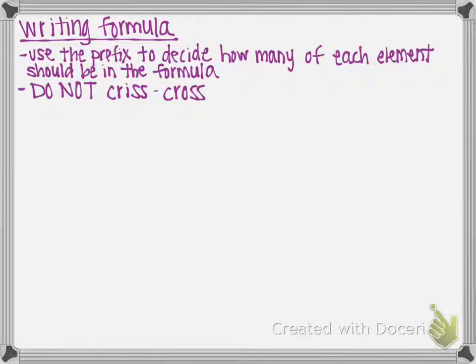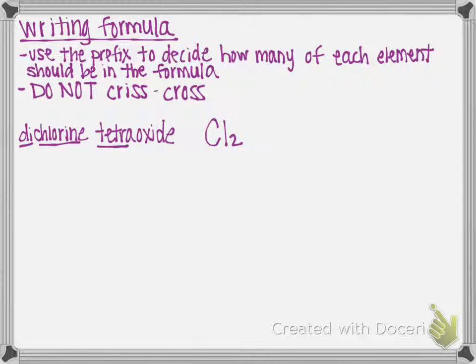So, for example, if you had dichlorine tetraoxide, so that's your name. You need to figure out the formula. You look at your prefixes. So dichlorine tells you that there's 2 Cl's. So you'd write that Cl2. And then tetraoxide would be 4 oxygens. So Cl2O4.